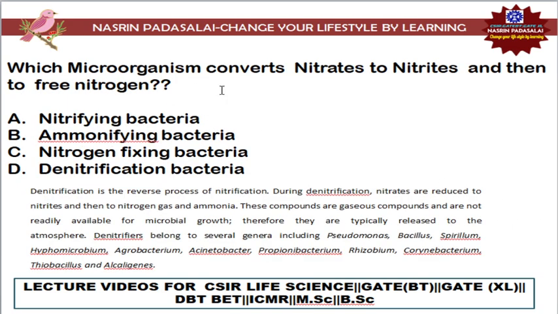Next, which microorganism converts nitrate to nitrite and then to free nitrogen? The correct option is denitrifying bacteria. Denitrification is the reverse process of nitrification. During this process, the nitrate will be reduced to nitrite, and this nitrite will be released as nitrogen gas and ammonia. Since these are gaseous compounds, they are not readily available for microbial growth. Therefore these compounds like nitrogen gas and ammonia will be released into the atmosphere. Pseudomonas, Bacillus, Spirillum, Hyphomicrobium, Agrobacterium, Acinetobacter, Propionibacterium, Rhizobium, Corynebacterium, Alcaligenes and Thiobacillus are a few denitrifying bacterial genera.